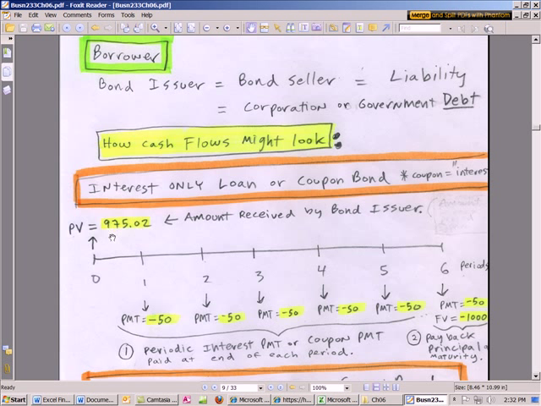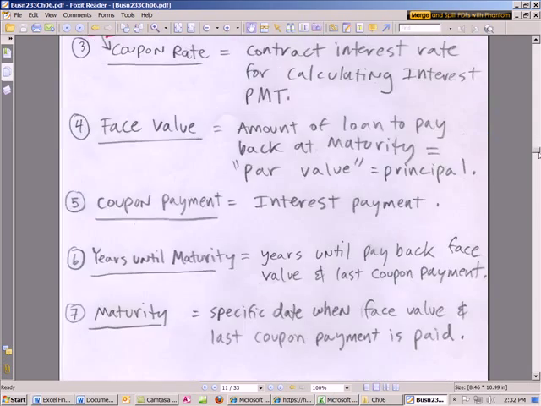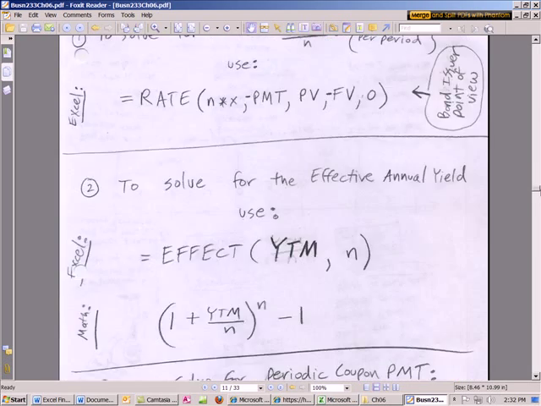Why in the world are we only receiving $975? Usually when you go out and get a loan, you say, can I borrow $1,000, right? Because the face value is 1,000 here, and they give you 1,000. But they gave us less. So we've got to see why that is.